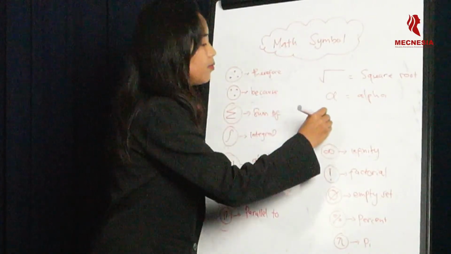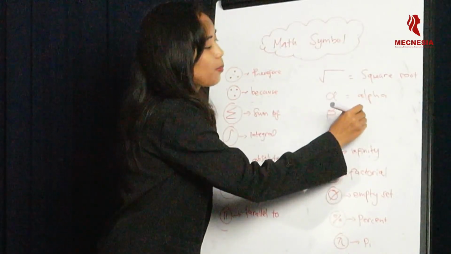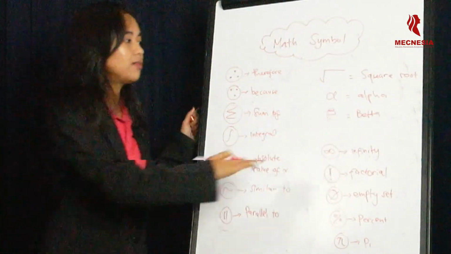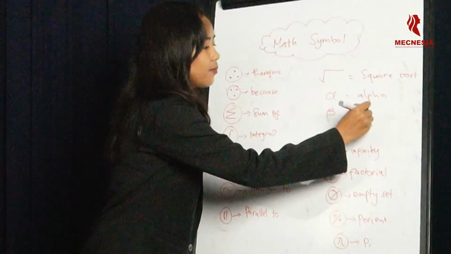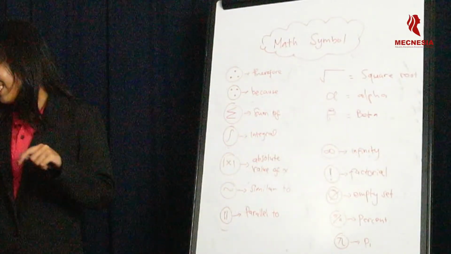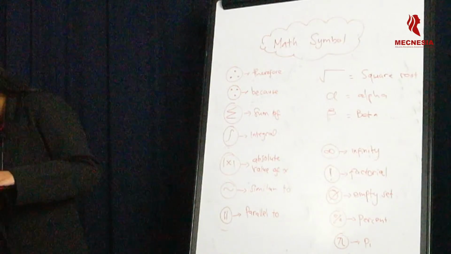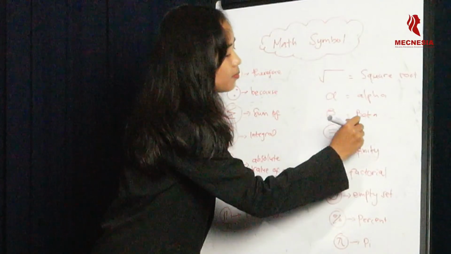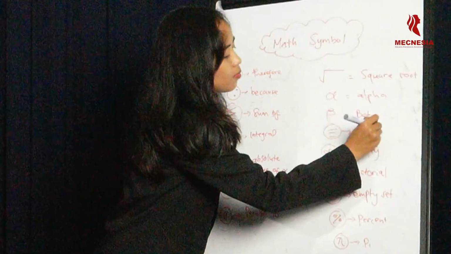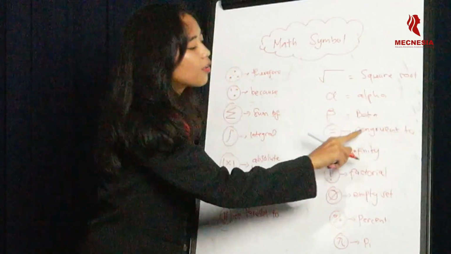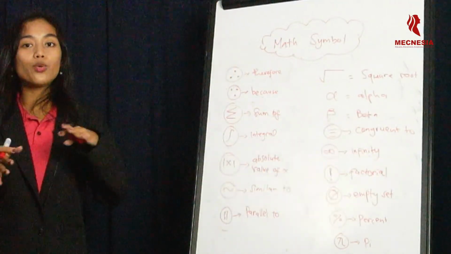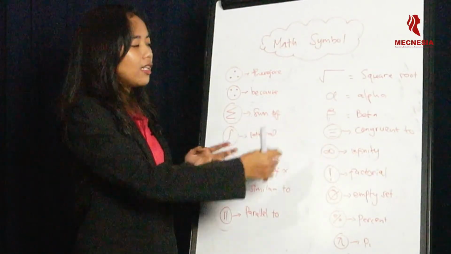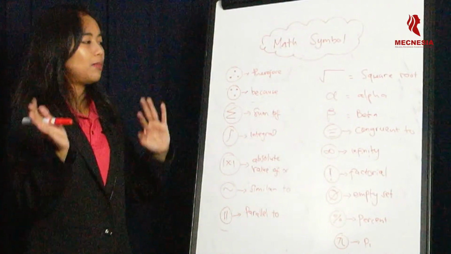Next we have beta. Beta. Only one T, tapi T-nya cuma satu ya. Beta. And the last is, okay, garis 3. This one is called congruent to. Congruent to. Jadi artinya kongruen dengan bla bla bla.